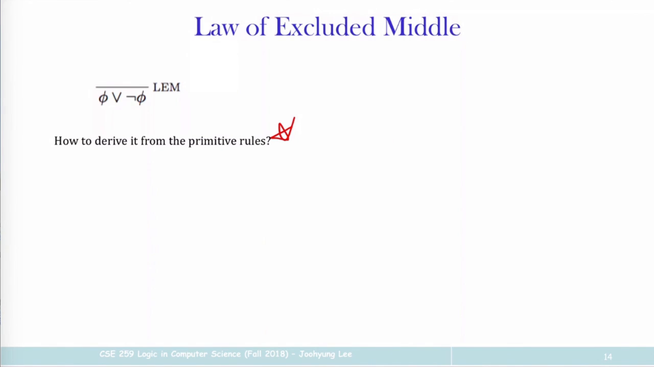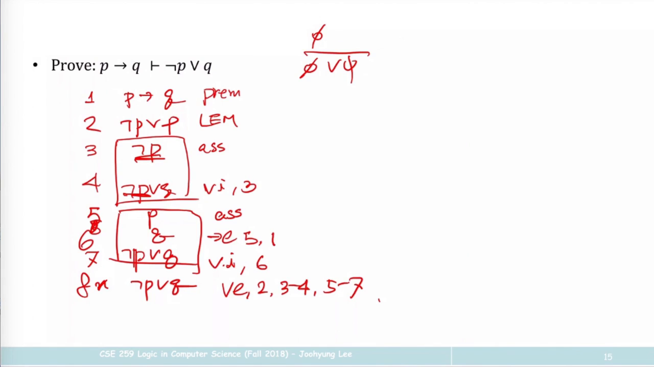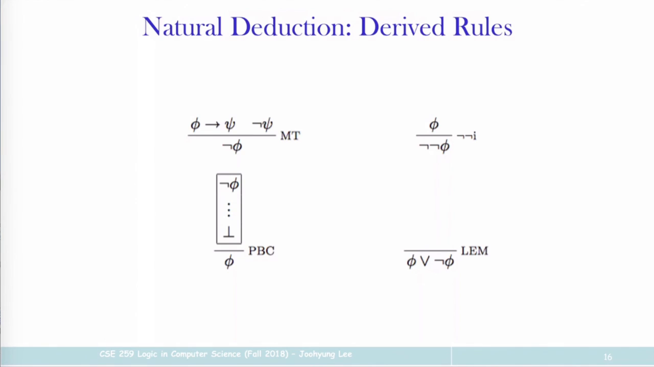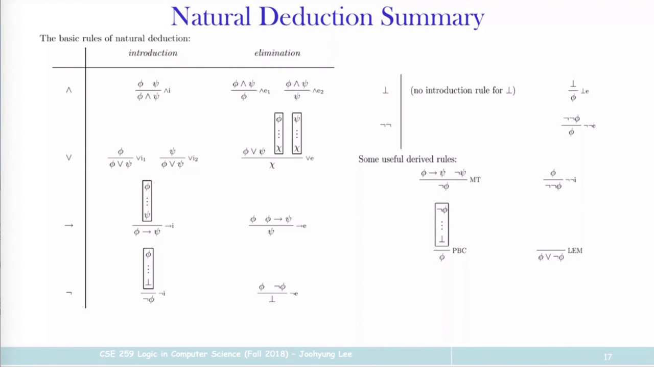For the test, you have to memorize all the rules. I'm not going to give you the rules. Do you have to remember whether a given rule is primitive or not? No, you don't have to. Okay. So these are the derived rules that you saw just now, and this is the complete set.